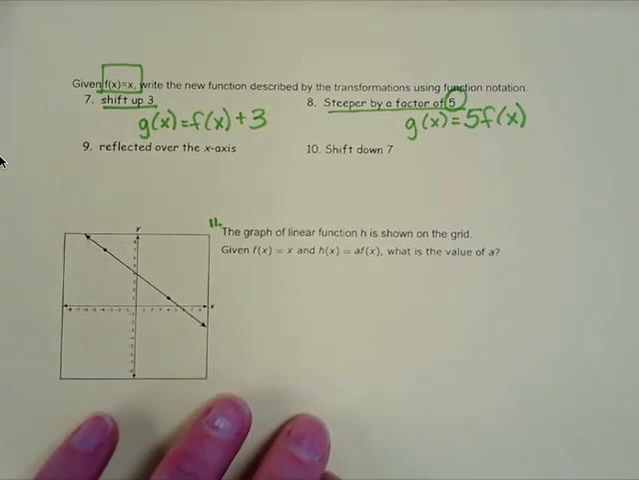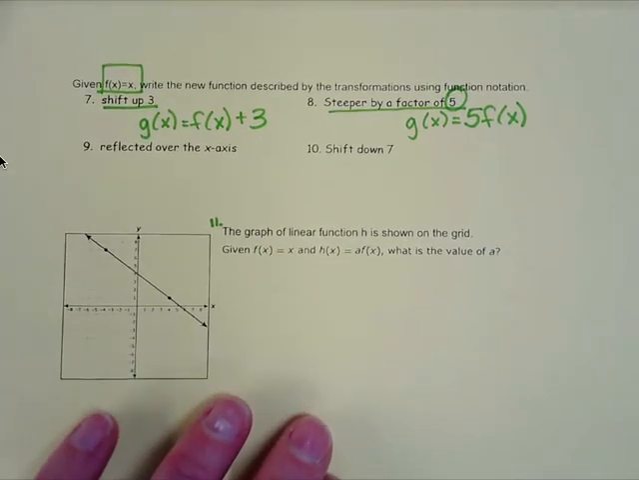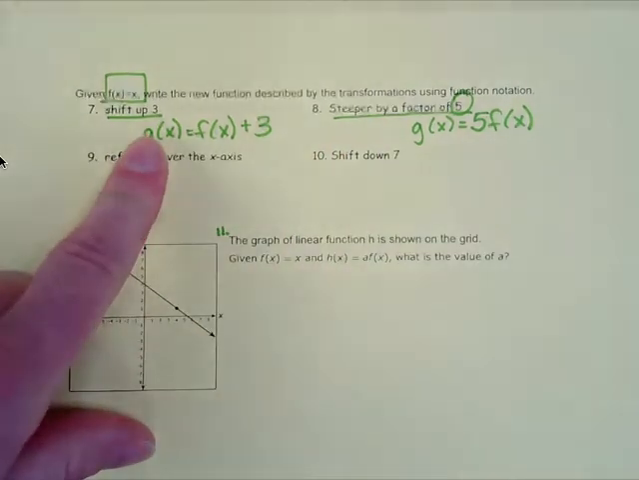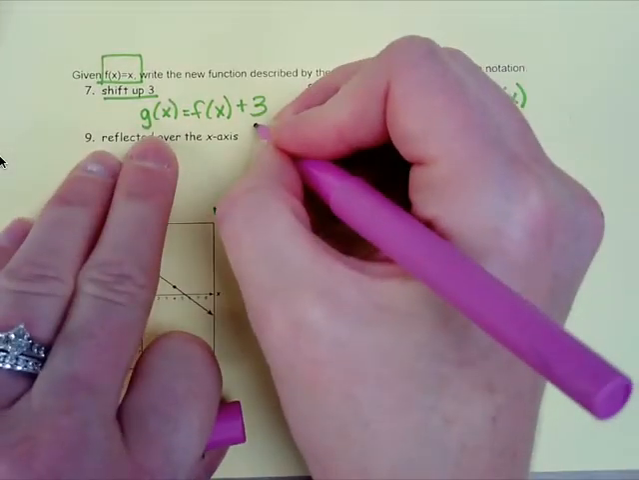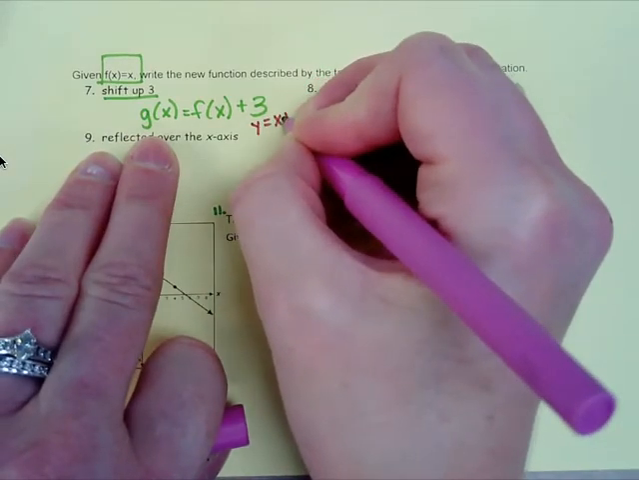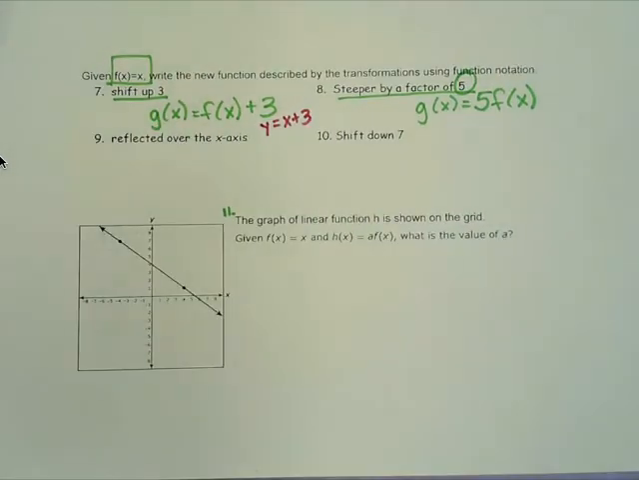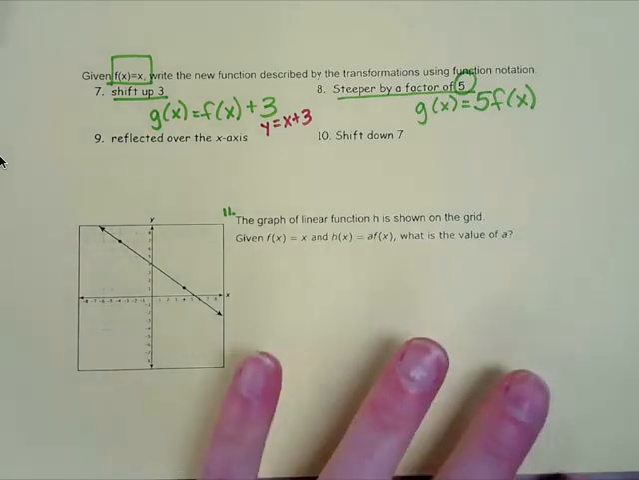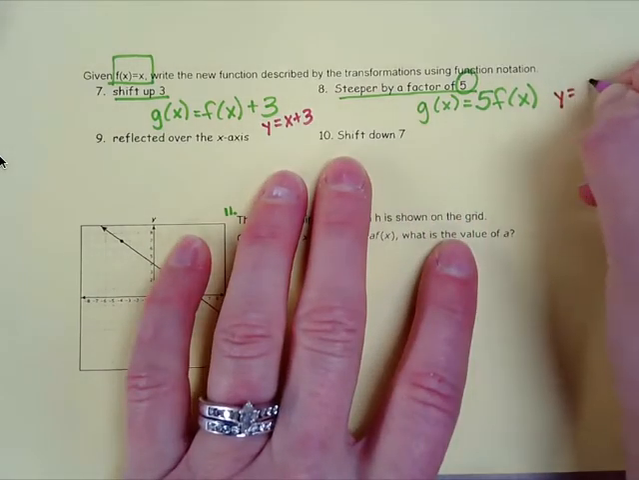What was your a factor on number 7? No. What this would be, like if I were to write it, it would be like y equals x plus 3, if I was writing it in just like y equals mx plus b form. This one would be y equals 5x.